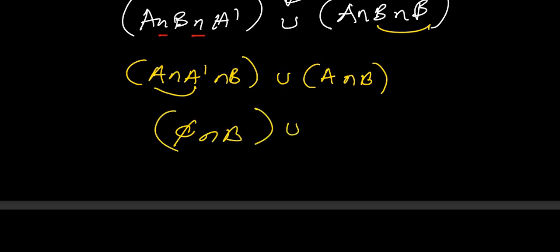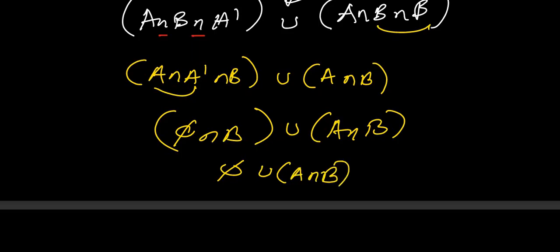Yeah, so this is why everything we did happen. Then here we have what? We have an empty set union A intersection B. Then this just gives us an A intersection B.